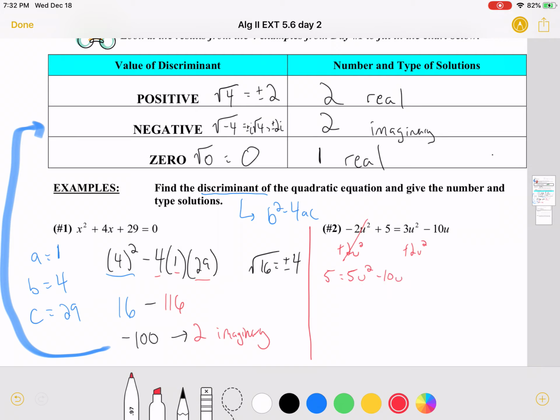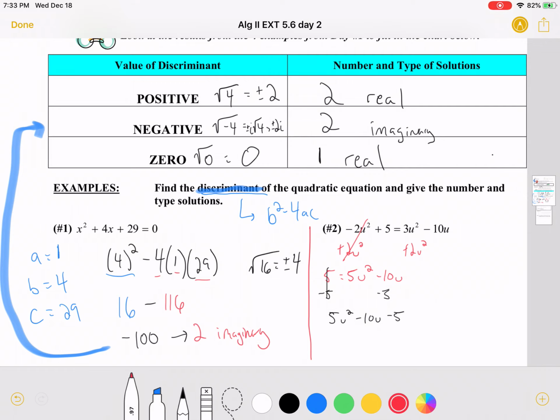And now what do we need to do? Well, all we got to do is subtract 5 from both sides, and we get 5u squared minus 10u minus 5. Now, a lot of people might say, well, Mr. Adler, you could take a GCF right now. Yes, you could. You could factor out a GCF and get 5, parenthesis, u squared minus 2u minus 1. But that's not what I'm trying to do right now. I am only trying to find, again, the discriminant and then see what type and number of solutions I have.